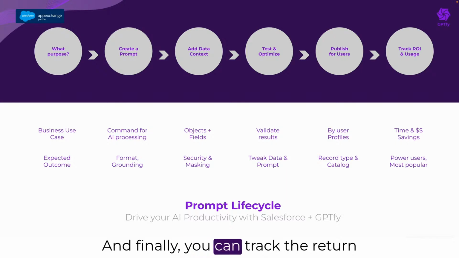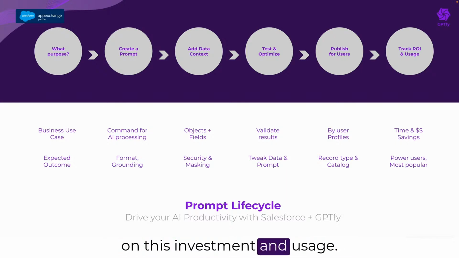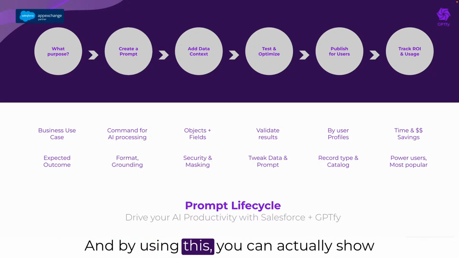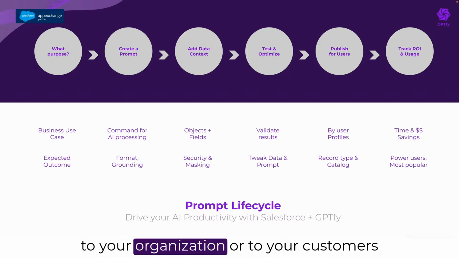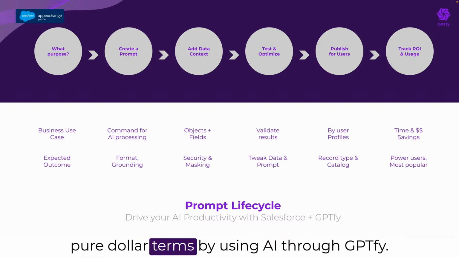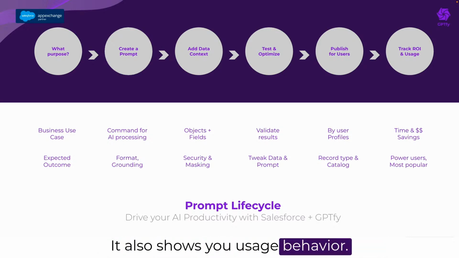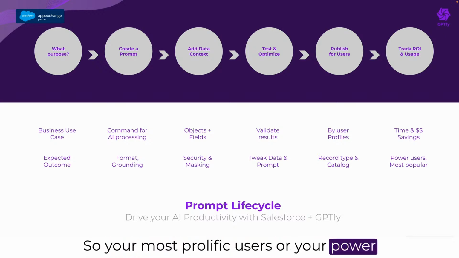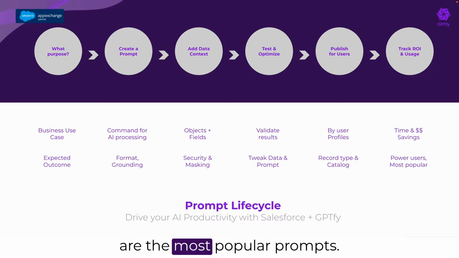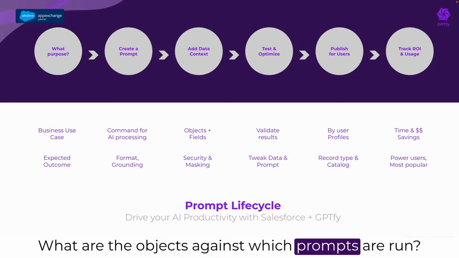And finally, you can track the return on this investment and usage. GPTfy monitors the time saved on every callout. And by using this, you can actually show your organization or your customers how they are able to save time and costs in pure dollar terms by using AI through GPTfy. It also shows you usage behavior. So your most prolific users or your power users, GPTfy would show you who they are. It would also show you the most popular prompts and the objects against which prompts are run.